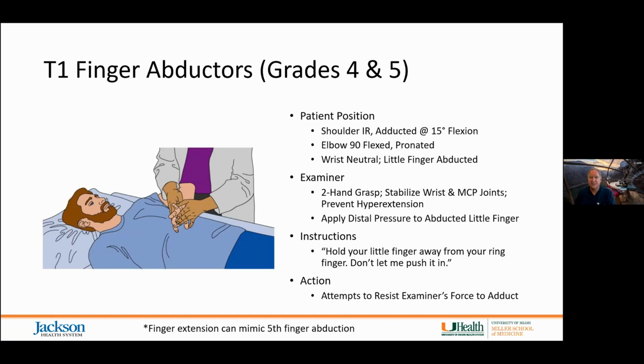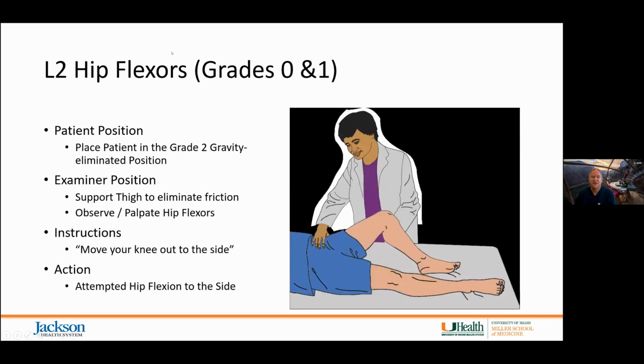And again, we're going to grade this as a 5. It's age and gender matched strength, normal strength. If it's less than that, then we're going to grade it a 4. Then we all go all the way down to the lower extremities.